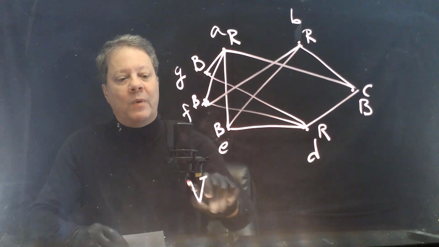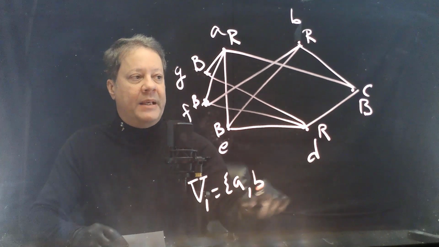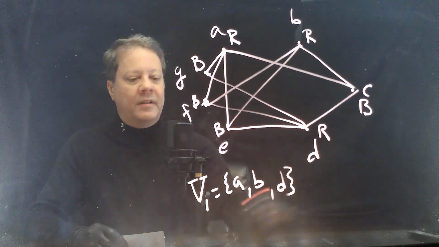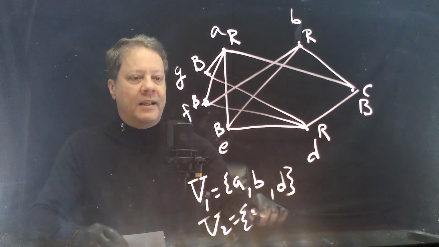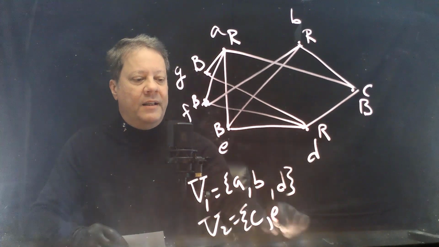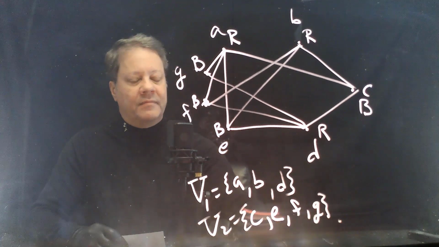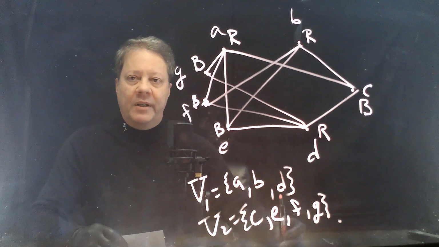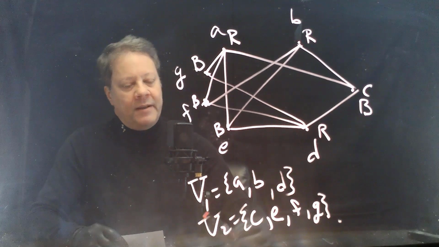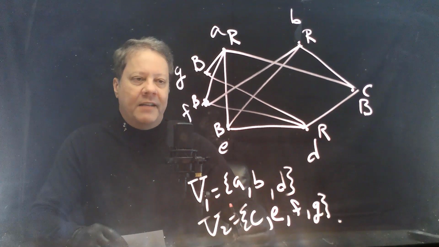So our V1 will be all the red vertices, A, B, D, and V2 will be all of the blue vertices, C, E, and then F and G. So we have these disjoint sets that comprise all of the vertices when you take the union, and each edge can be represented as a link between a vertex in set V1 to a vertex in set V2.